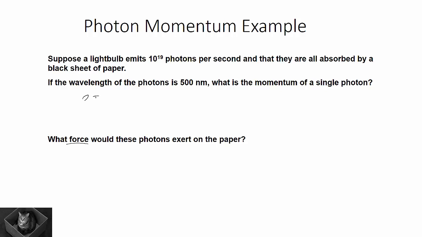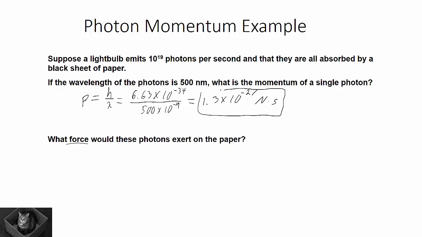So in that case, whoa, what happened to my p there? The momentum equation that's going to be most useful is just h over lambda. h is 6.63 times 10 to the negative 34th over our wavelength. Again, we want this in meters, so times 10 to the negative 9th. And this gives us a whopping 1.3 times 10 to the negative 27th. And these have regular momentum units, either kilogram meters per second or Newton seconds, either way. So there is the momentum of a single photon.